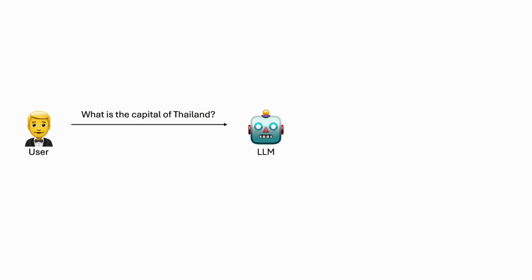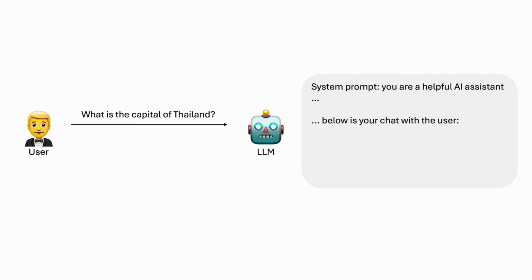What happens inside the LLM at this moment? First of all, the LLM has some system prompt that is simply some text that describes what this LLM is supposed to do. For example, it says, you're a helpful AI assistant, you should answer the user's requests and so on, and then gives some extra instructions, and in the end it says, below is your chat with the user. And when you send a question to the LLM, your question is just added to the end of this text. It says, user asked what is the capital of Thailand, and then the assistant should answer something.